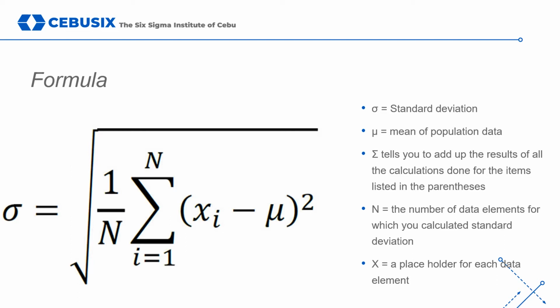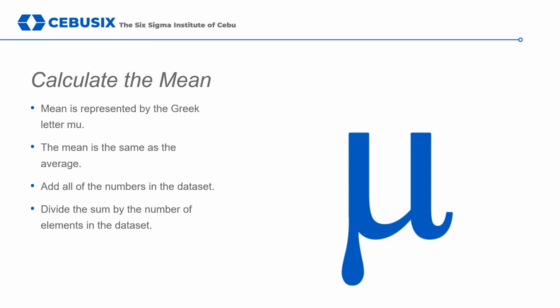You will see the uppercase N above the sigma, which reminds you that you are repeating the calculations for each data element you are using to calculate the standard deviation, and each of those individual data elements are represented by the X. We start by calculating the mean for the population data. This is represented by the Greek letter mu.